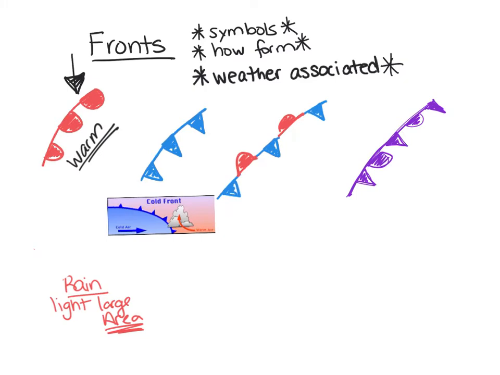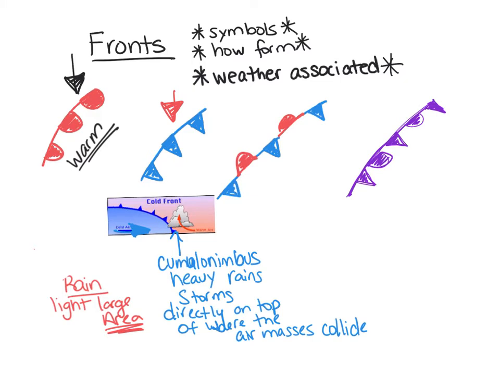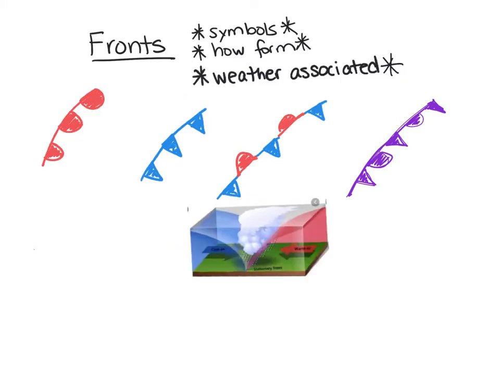When we have a cold front, the cold air mass is doing the pushing. The symbol seen here shows us that the cold air is doing the pushing. When we have a cold front, we are going to have the formation of cumulonimbus clouds with large, heavy storms, lots of rain, and lightning and thunder accompanying the storm that is going to form directly above where the formation of the front occurs.